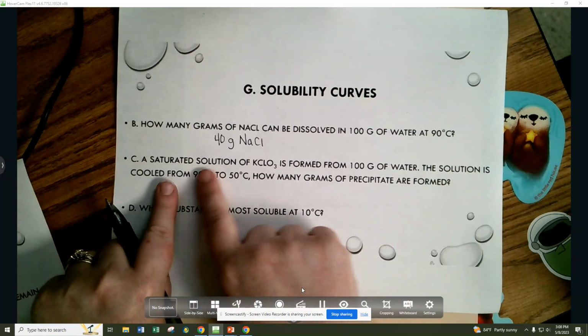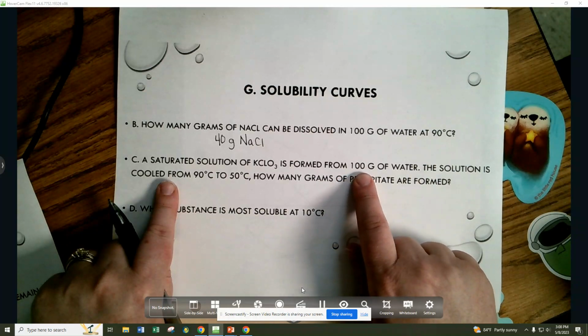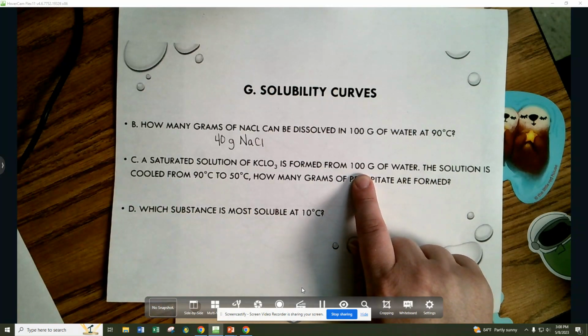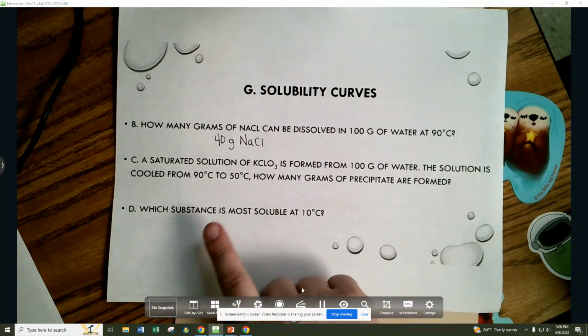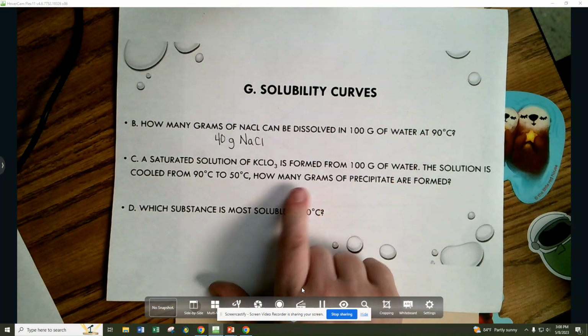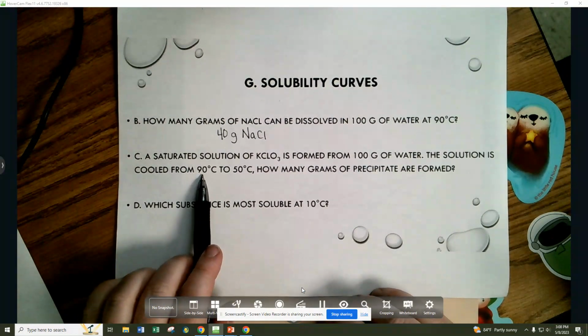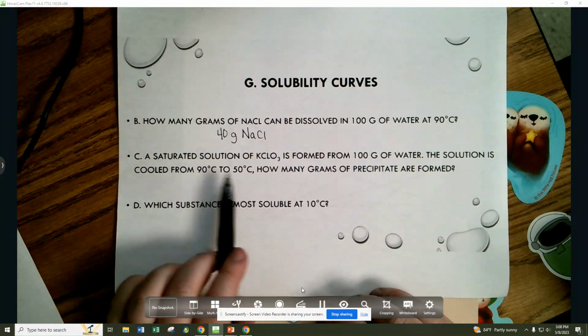Here we have a saturated solution of KClO3, potassium chlorate, formed from 100 grams of water. Again, our graph is in 100 grams of water, so we don't have to do anything in our thinking. It says the solution is cooled from 90 to 50. How much of it is going to precipitate out? Well, we know that when something cools, it's not able to hold as much. Solubility drops. So what we need to first determine is the solubility for these two temperatures.